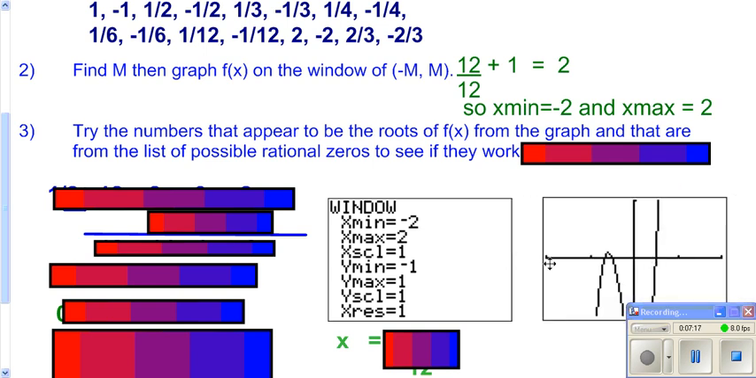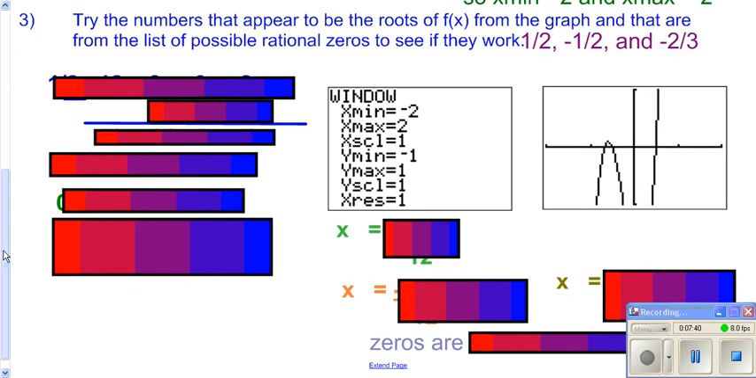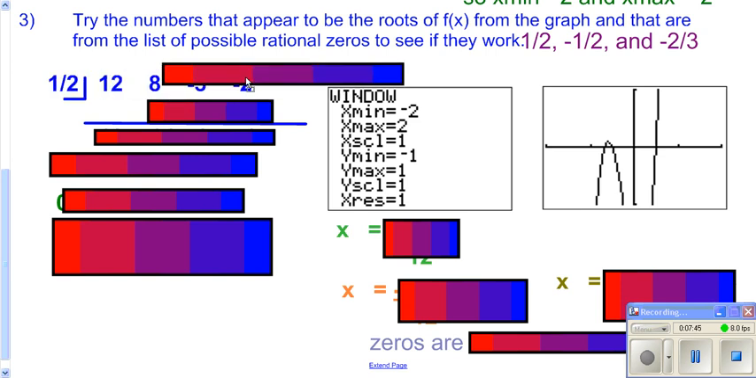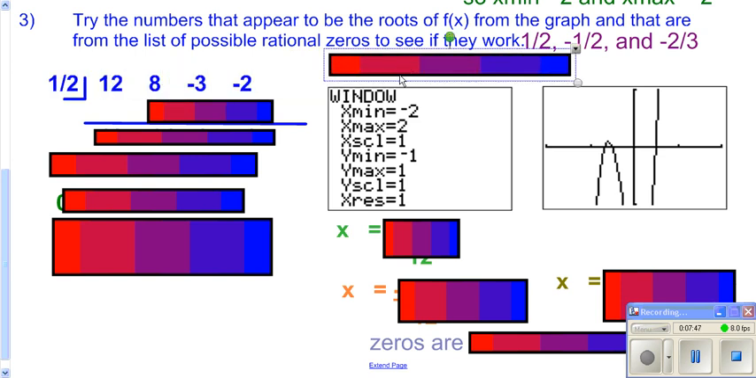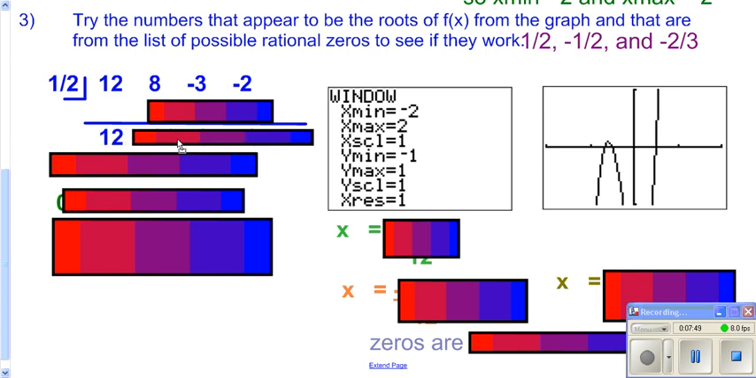And with this being -2, -1, 1, and 2, we can say, okay, where does it appear to be crossing? Well, it appears to be crossing here at a half. It also appears to be crossing at -1/2 and at -2/3. So those are the zeros that we're going to go ahead and try, and they're all from our list of possible rational zeros. So I'm going to try 1/2 doing synthetic division.